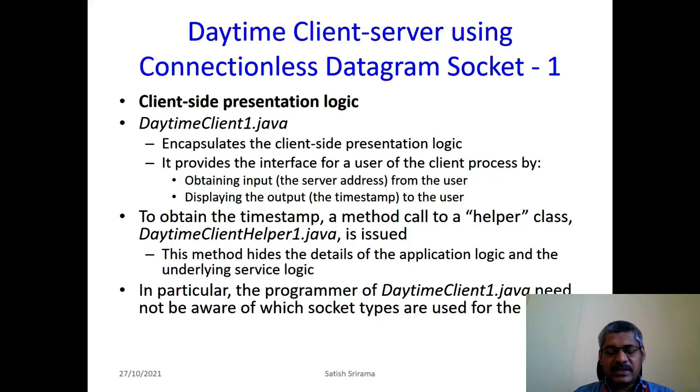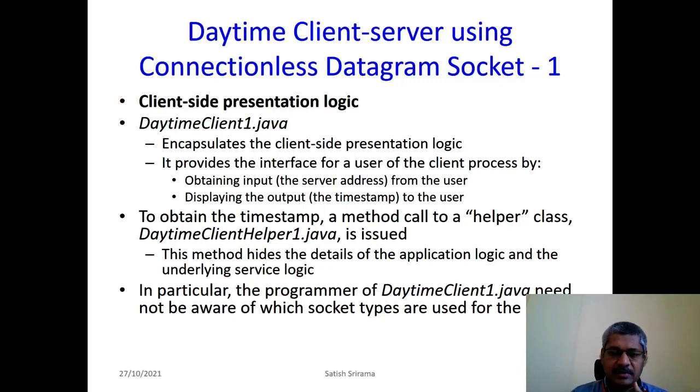To obtain this timestamp, it calls the method of a helper class, datetime client helper1.java. This method hides the details of the application logic and the underlying service logic from the presentation logic. That is how you are modularizing this datetime client one and separating it from the helper class, which takes care of the application logic and the service logic.